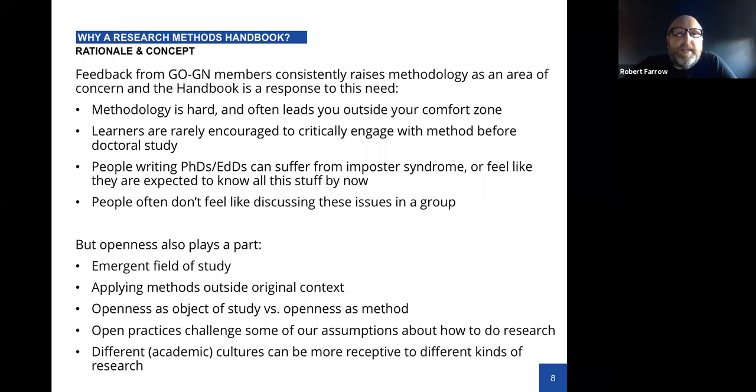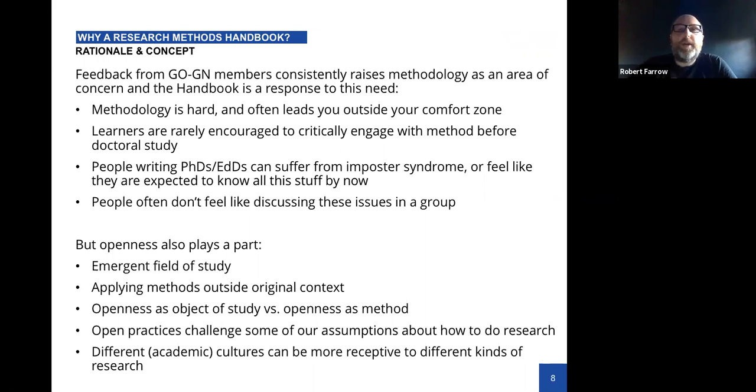Another aspect to this is that people often don't feel like they can be upfront about not understanding some of this stuff. Even with their own supervisor, somehow they feel like they're expected to know it, and they're expected to be on top of lots of different methods and understand them all and compare them all and so on. So part of the idea with this project is to give people that kind of grounding, and to do it in an accessible way.